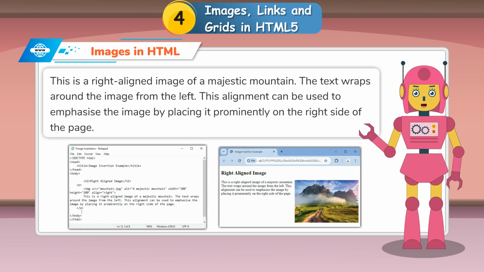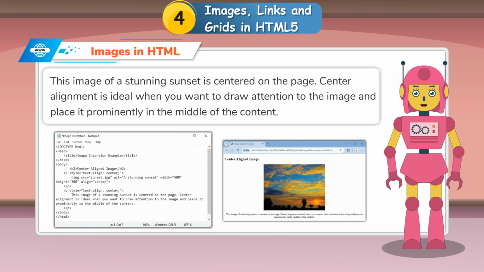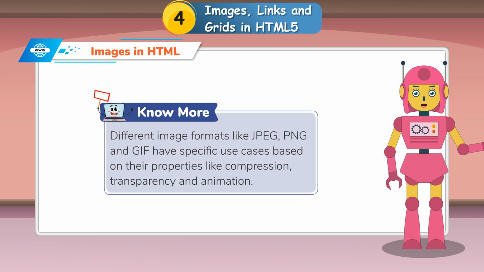This is a right-aligned image of a majestic mountain. The text wraps around the image from the left. This alignment can be used to emphasize the image by placing it prominently on the right side of the page. This image of a stunning sunset is centered on the page. Center alignment is ideal when you want to draw attention to the image and place it prominently in the middle of the content.